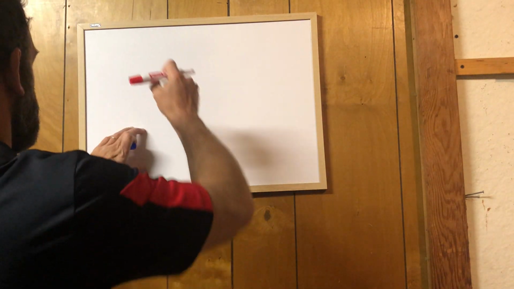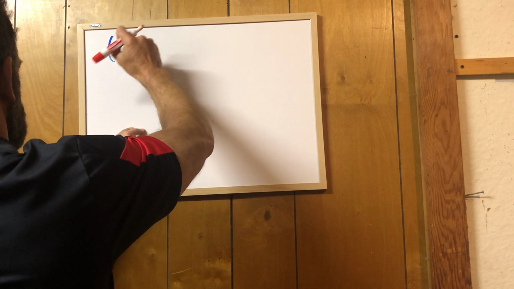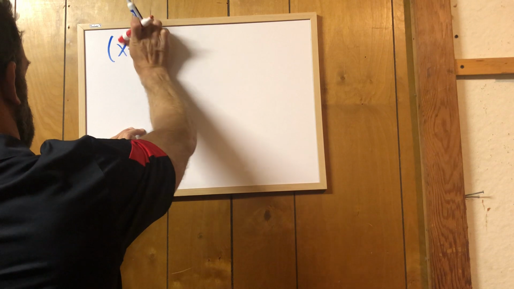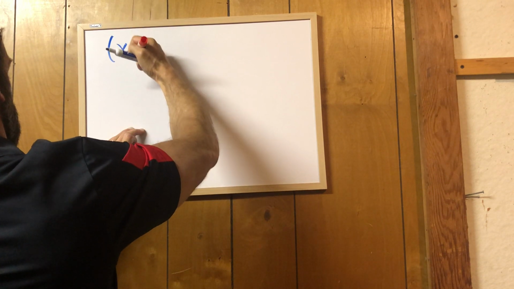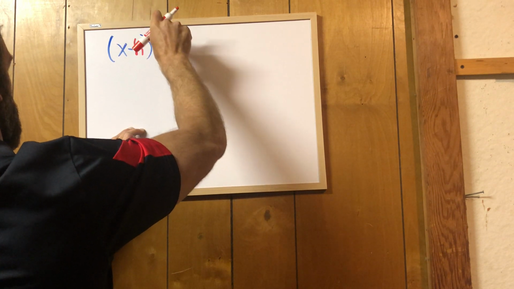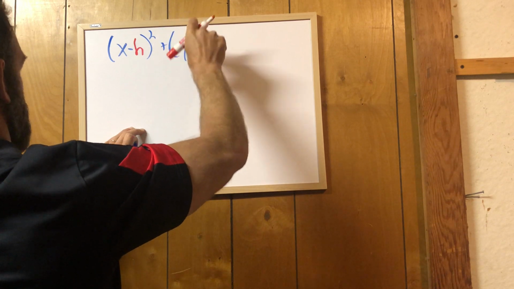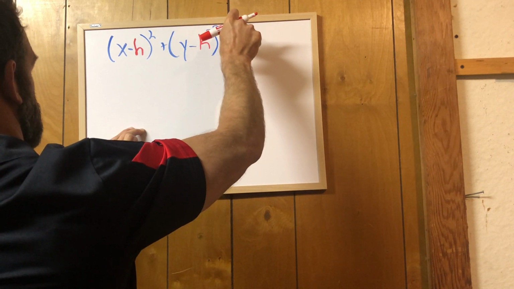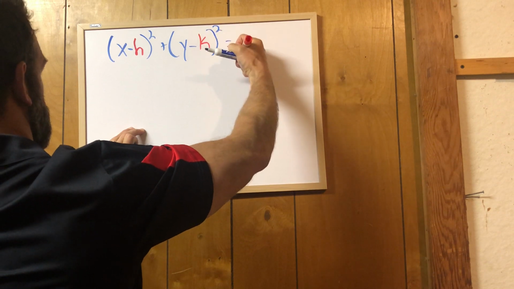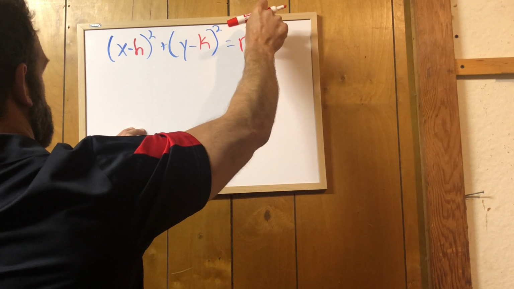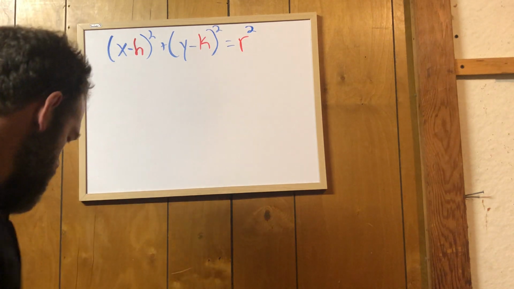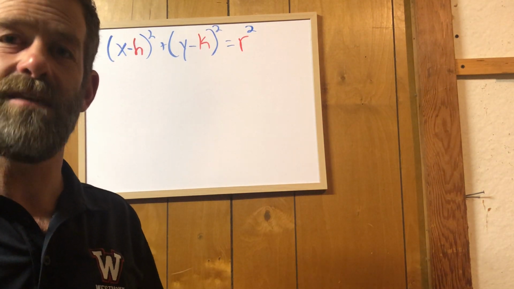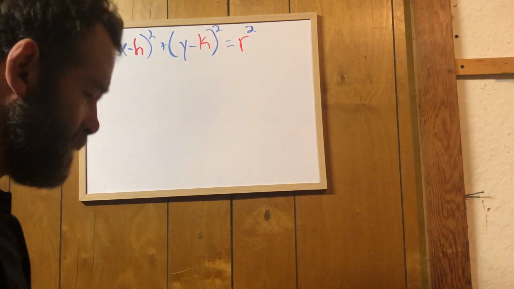So in your notes, I give you this. What I say is (x - h)^2 + (y - k)^2 = r^2. Now the reason why I have these three in red, because these are the three key numbers. So let me explain to you what everything is.